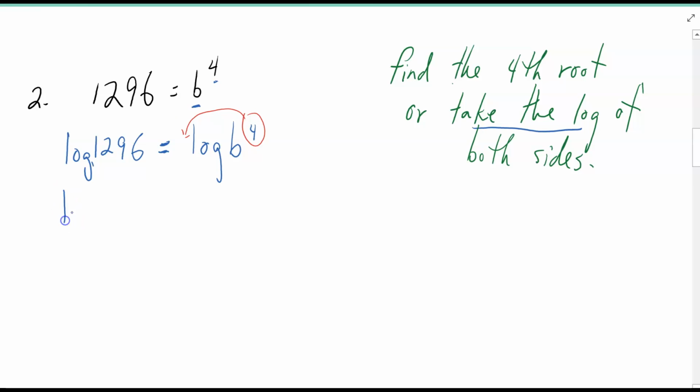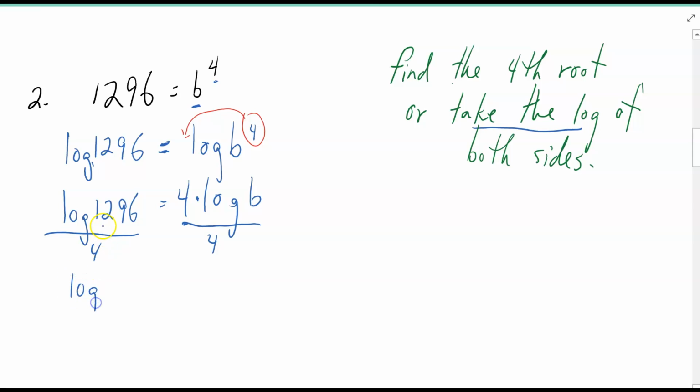So let's do that. We've got log of 1296 equals 4 times the log of b. Okay, before we can switch back to exponential form, we must have a coefficient of 1 in front of the log. And right now it's a 4, so we must divide both sides by 4. Log, and that doesn't mean divide 1296 by 4. We divide log 1296 by 4. So keep writing it like that. And that is equal to log b.